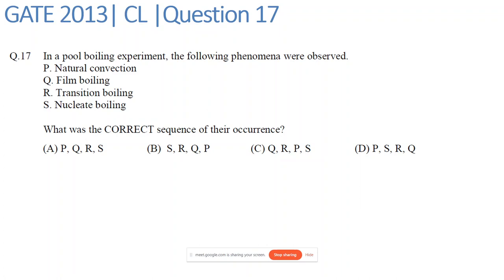Now let's look at the second question. In the second question we have been given that in a pool boiling experiment the following phenomena were observed: the first one is natural convection, film boiling, transition boiling, and the last one is nucleate boiling. What was the correct sequence of their occurrence? We have to select the option on the basis of the sequence in which they occur.